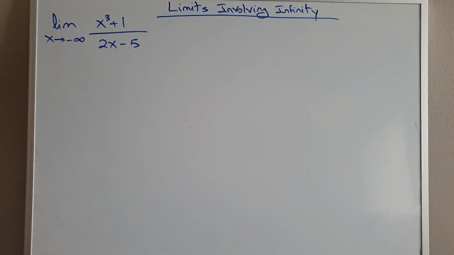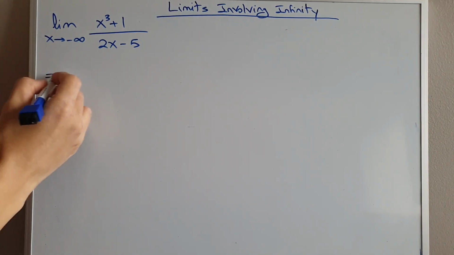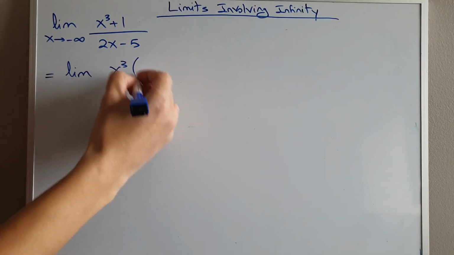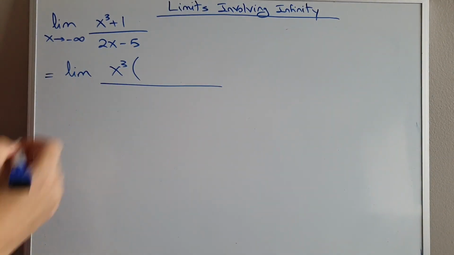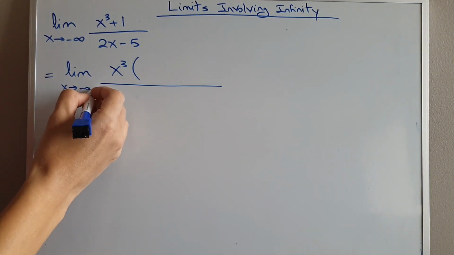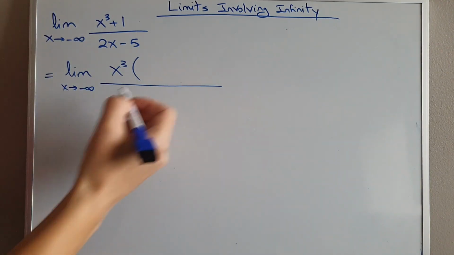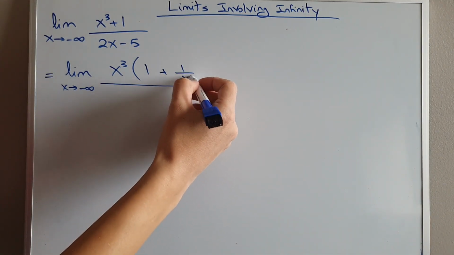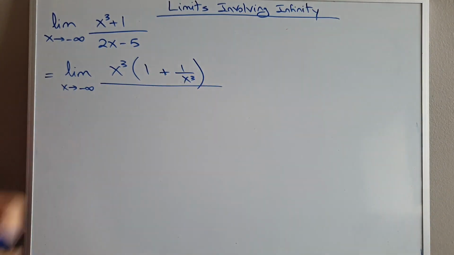Last example. Limit of (x cubed plus 1) over (2x minus 5) as x tends to negative infinity. Negative infinity or positive infinity, it's the same approach. So factor out, or take out, the highest power of x in both the numerator and the denominator. So I will take out the x cubed. I'm left with 1 plus 1 over x cubed.